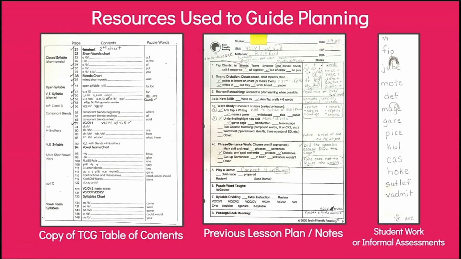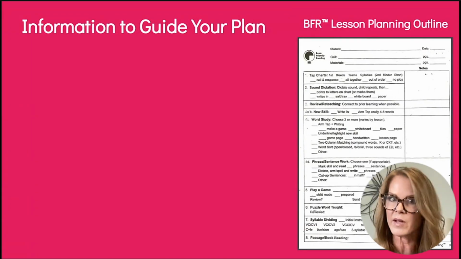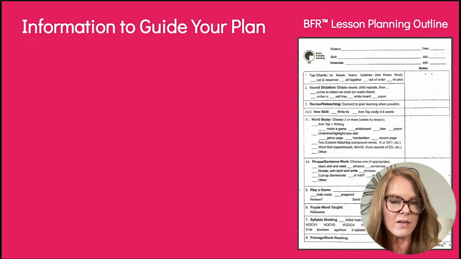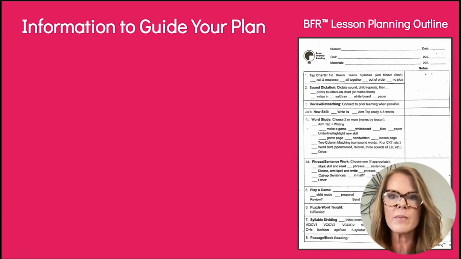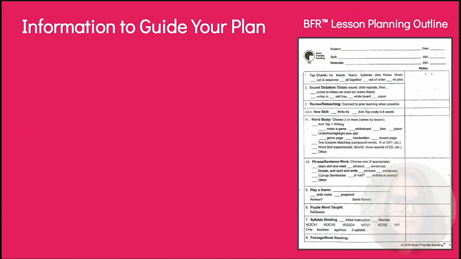I also use informal assessments or snippets of their work, such as words that I had them read or write, or sentence work, to determine what skills need review or continued practice. All of these resources will give you the information you need to make instructional decisions and help you complete your planning outline. So as you look at the table of contents, the previous lesson plan, and any student work or data, think about these things as you complete your new lesson planning outline.